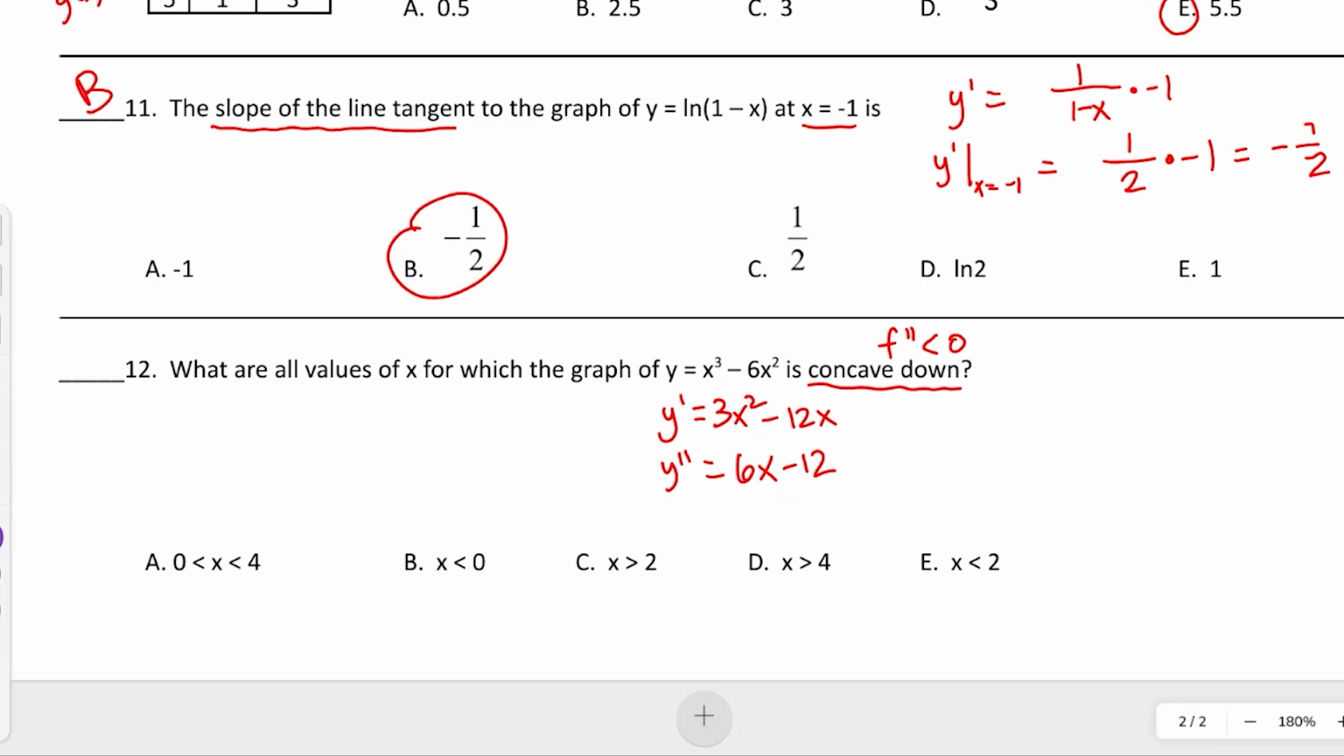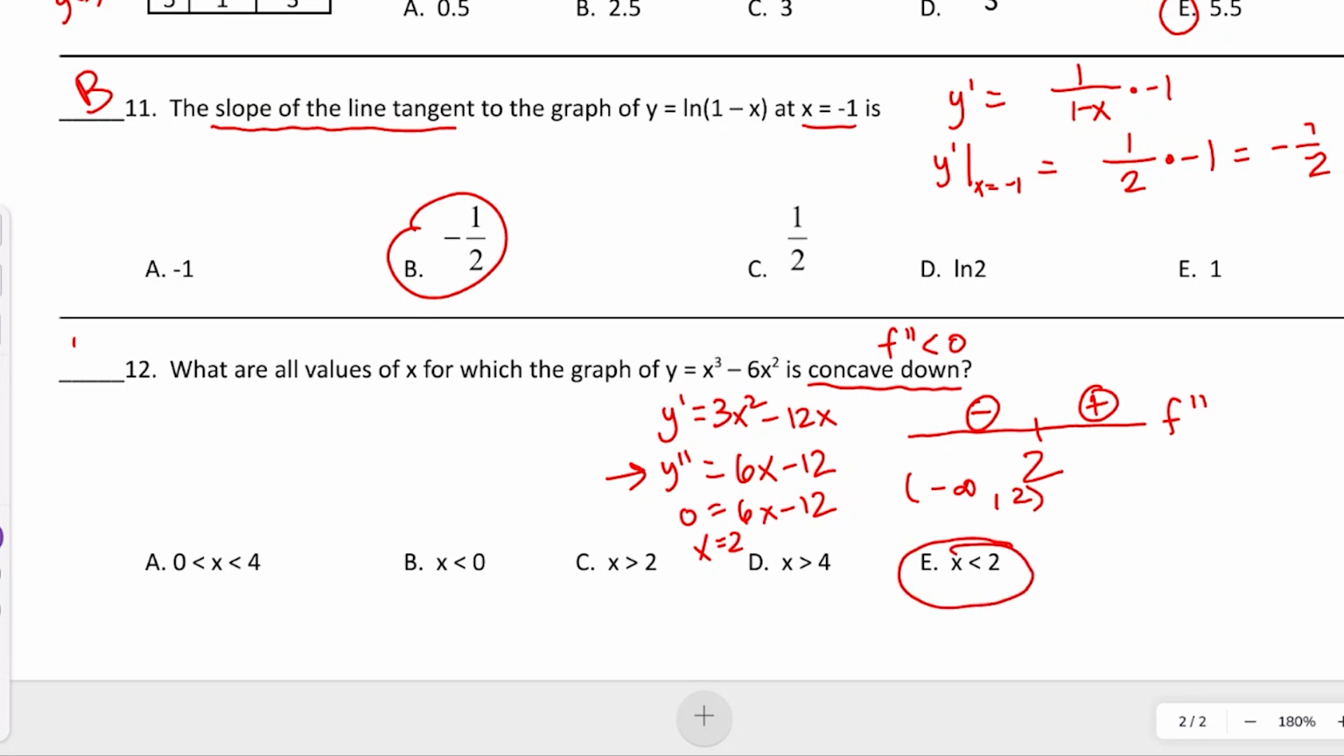If I set this equal to 0, 0 equals 6x minus 12, then x is going to be 12 divided by 6, which is 2. So on my number line chart, my sign chart for f double prime, I'm going to put 2, and now I'm just going to substitute some values on either side of 2 into my second derivative to determine the sign of it. So if I substitute in 0, I'm going to get a negative, and if I substitute in something like 10, I'm going to get a positive. So it's concave down between -infinity and 2, or another way of saying it is all x values less than 2. So our answer is E.